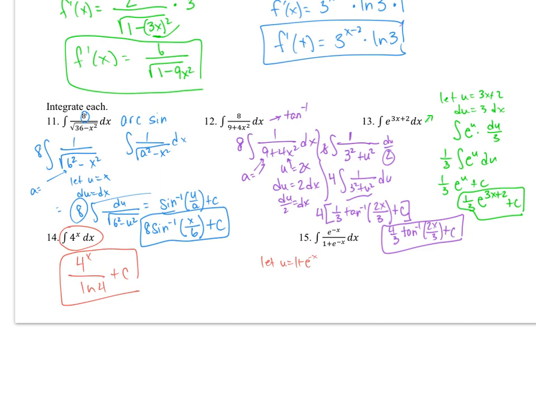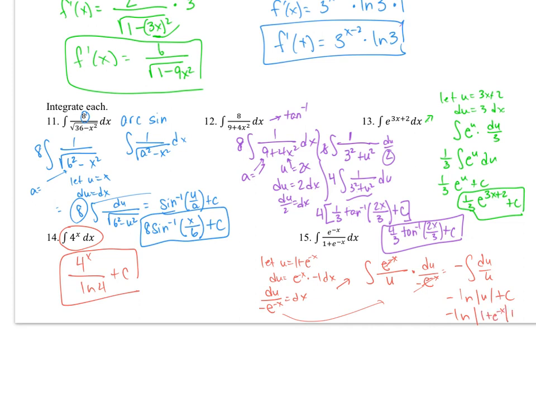Okay, for number 15, let's go ahead on this one and let u equal 1 plus e to the negative x. So that means du will be e to the negative x times negative 1 dx. So that means du over negative e to the negative x is my dx. All right, so let's make our substitution. In this case, we end up with the integral of e to the negative x over u times du over negative e to the negative x. So I made my substitution right in there, and that reduces with that. So I end up with negative the integral of du over u. Well, that's just ln absolute value of u plus c with this negative out in front right there. So now we can resubstitute, and we will end up with negative ln absolute value of 1 plus e to the negative x plus c.